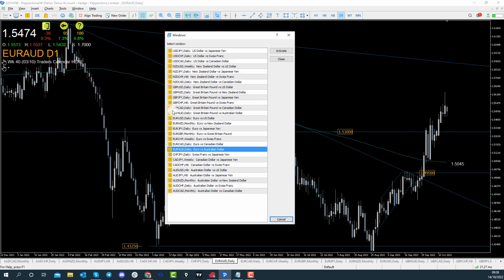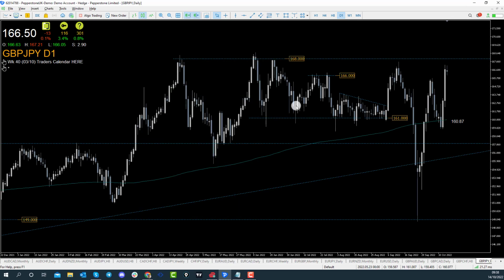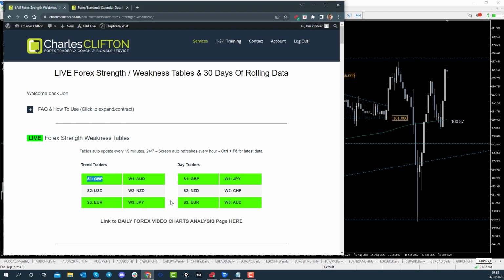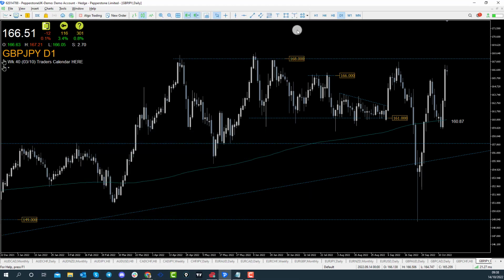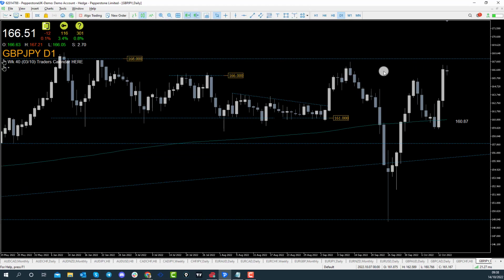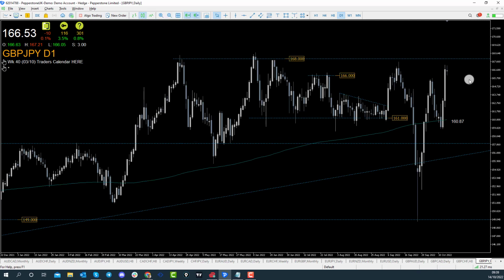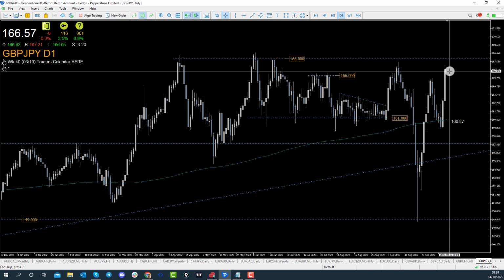Going on to our other chart of interest then, let's jump over to our yens. Let's start on pound yen: S1 for pound on the trend traders, W3 for yen topping the charts on the day traders though. So this is potentially for the day traders to look at for opportunities to the upside. Now, looking at the higher time frames here, we can see that on the daily chart there is a key area at 168.